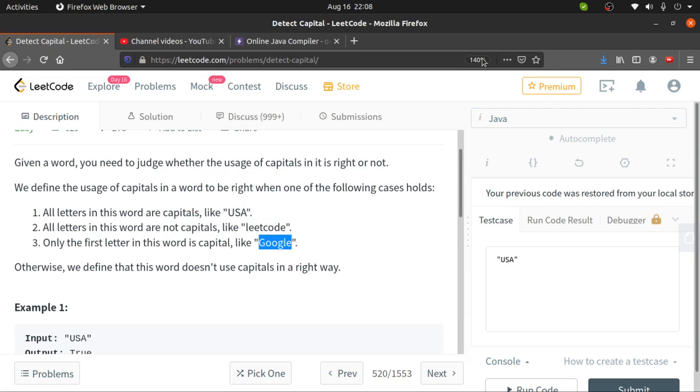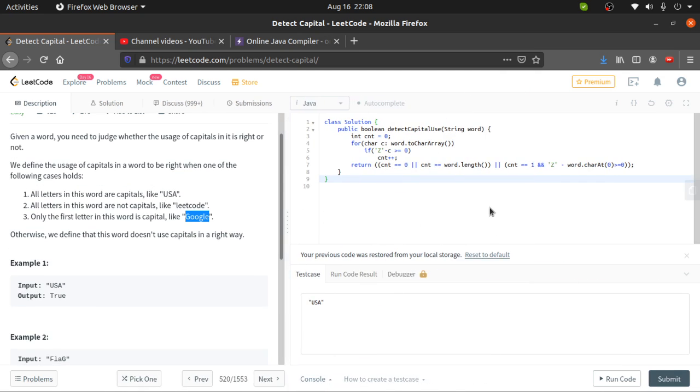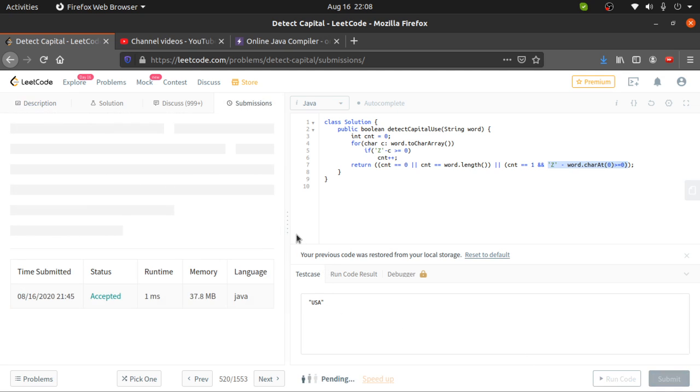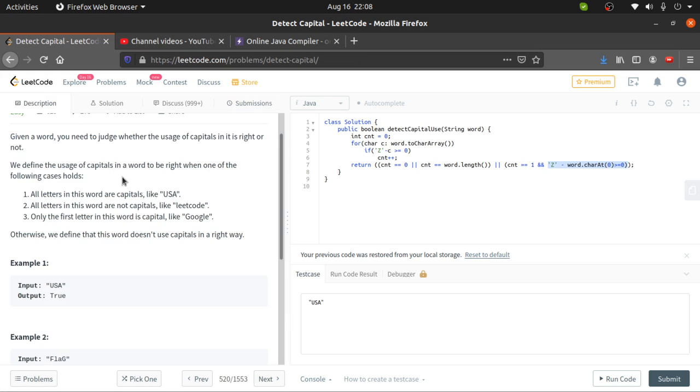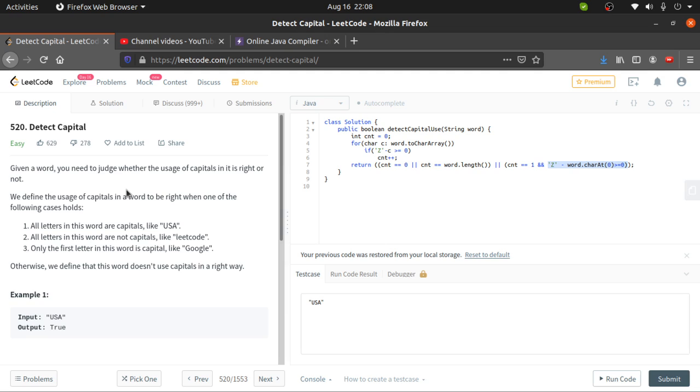Let's see this in the code. So here's our counter. Check if uppercase, increment counter. Counter is 0, word length, counter is 1 and the very first item is uppercase, then do it. Submit it. Seems like this worked.